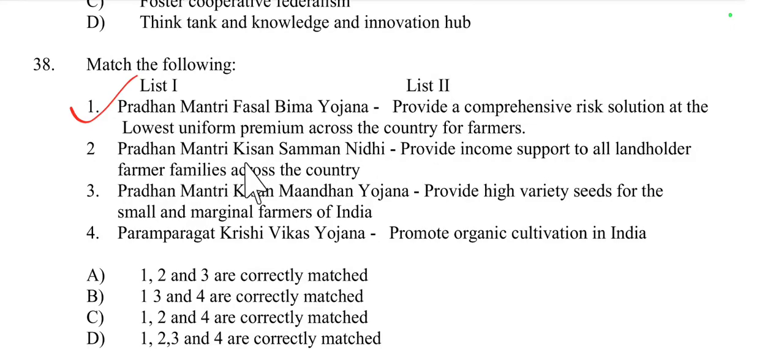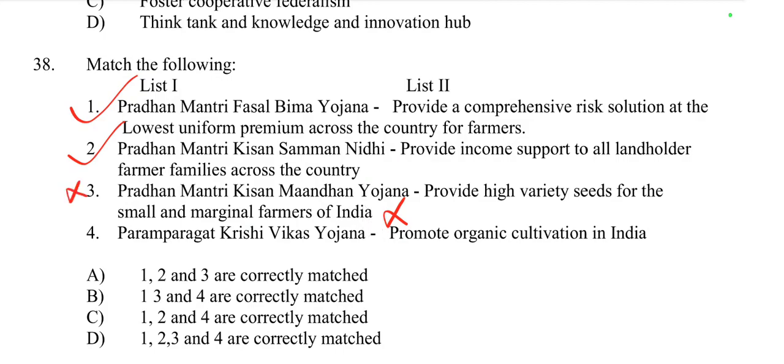Second one is Pradhan Mantri Kisan Samman Nidhi. It provides income support to all landholder farmers' families across the country. So this is right. Then Pradhan Mantri Kisan Mandhan Yojana. So it provides high variety of seeds for the small and marginal farmers of India. No, it is incorrect, because Pradhan Mantri Kisan Mandhan Yojana, it provides a pension scheme for farmers aged 60 and above, not high variety of seeds.